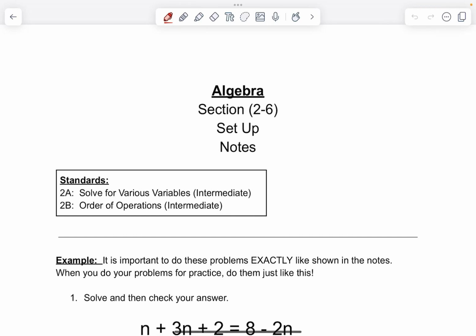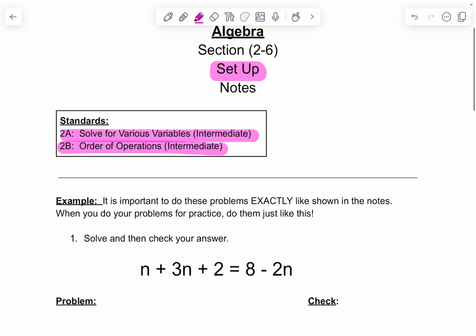Today we're going to work on Chapter 2, Section 6, and you're going to notice a lot of it is the setup. You need to determine what side of the equation your variables are going to be and what side of the equation your numbers are going to be. We are still working on solving for various variables and also order of operations, so please keep that in mind.